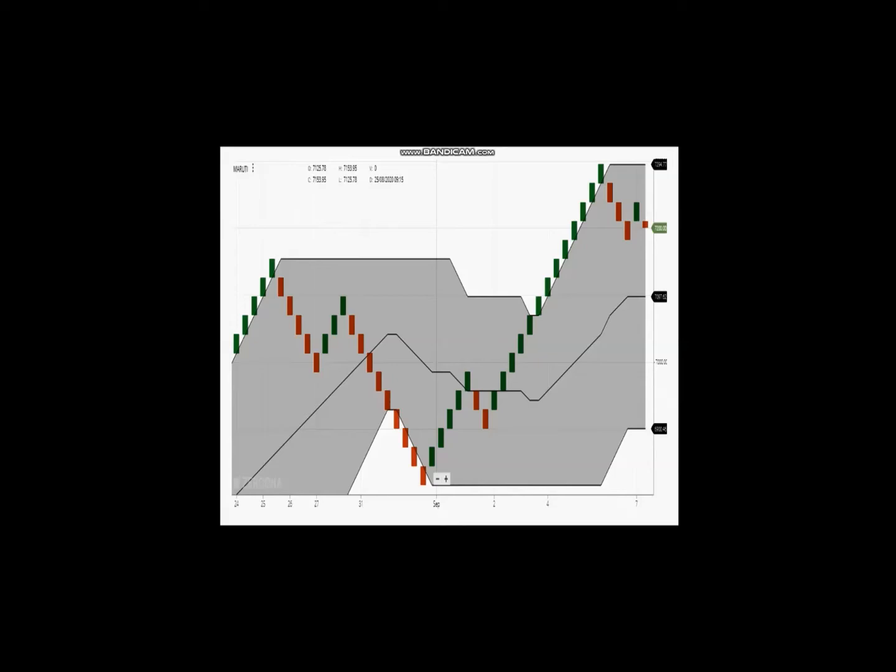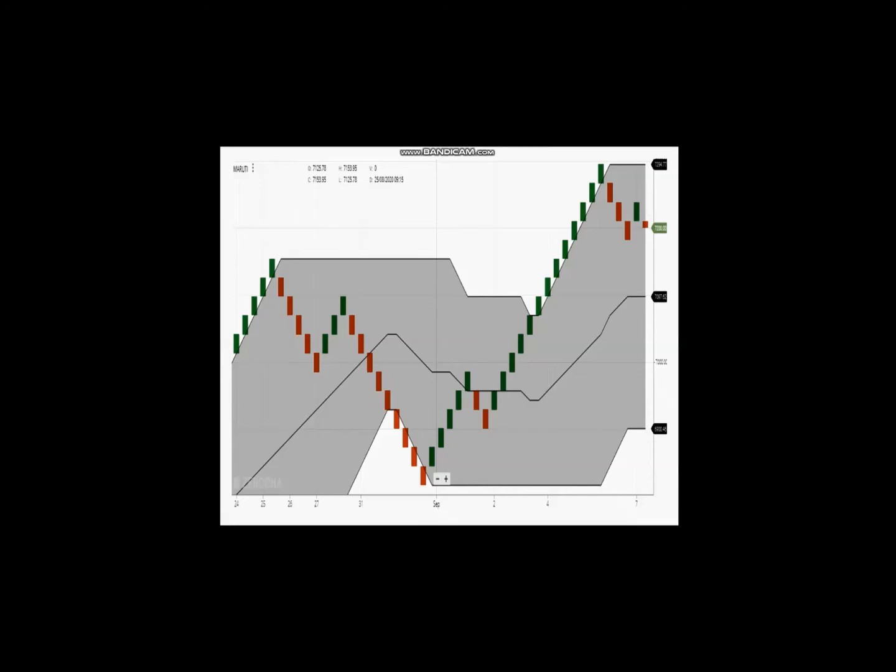There is an upper band and a lower band. The upper band is the last 20 days high price and the lower band represents the last 20 days low price, and you can see a black line in the center, which represents the average of the high price and the low price of the last 20 days.